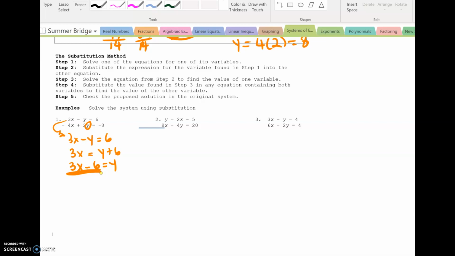So now I'm going to replace the y in this equation with this expression that I just came up with. And that would be step 2. So I'm going to have, and I'll make this equation in green, negative 4x plus 2, and then I'm going to replace the y with 3x minus 6. And that's going to equal negative 8.